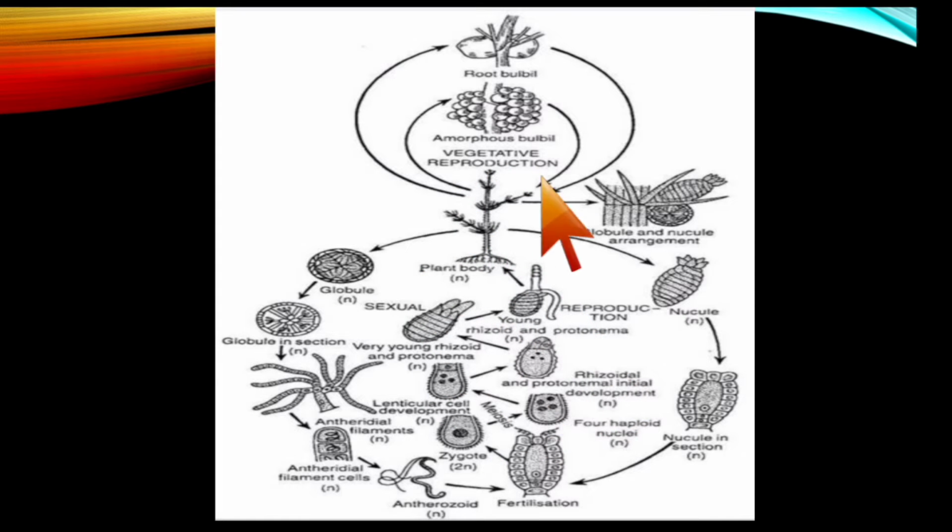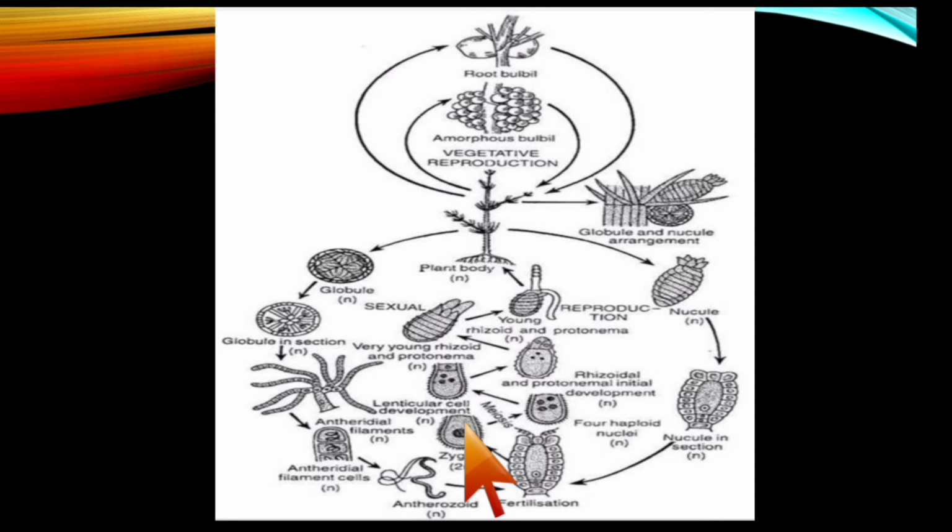So what do you see here in the life cycle of Chara? That the diploid stage in the life cycle of Chara is only the oospore or the zygote, whereas in other stages of the life cycle of this plant body, it is haploid. Haploid state is regained. So the diploid state is only in the oospore or the zygote. The plant body of Chara, as you can see here, is haploid. The diploid condition is found only in the oospore.